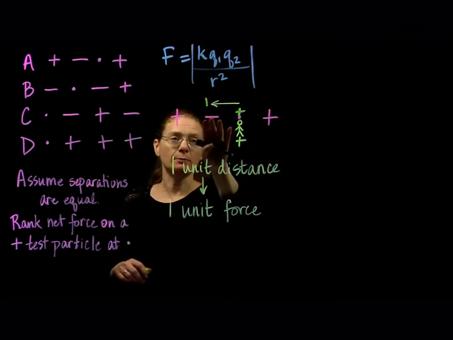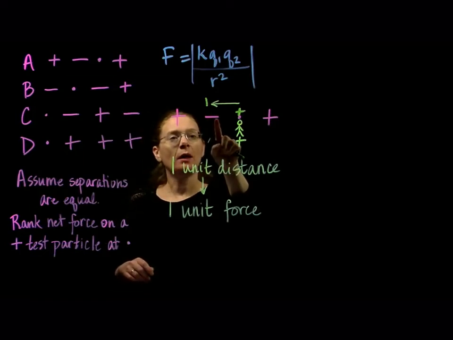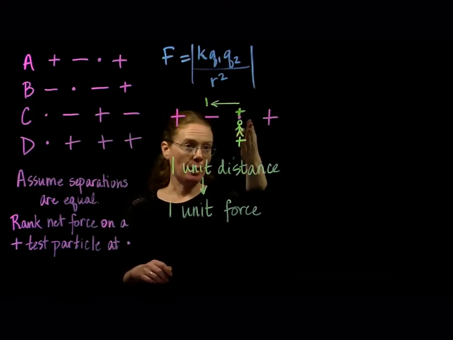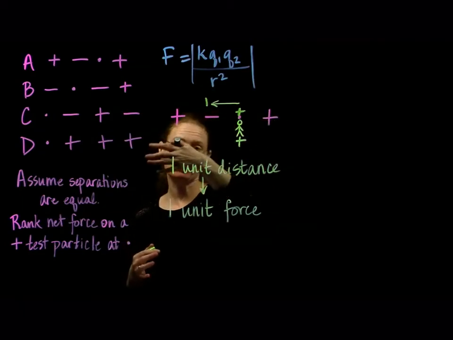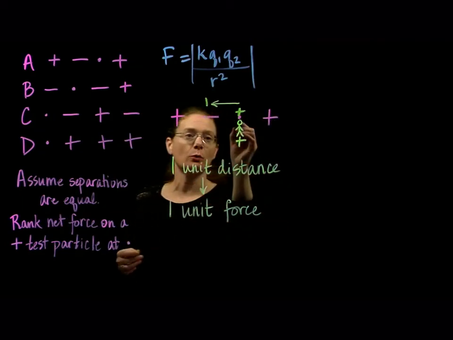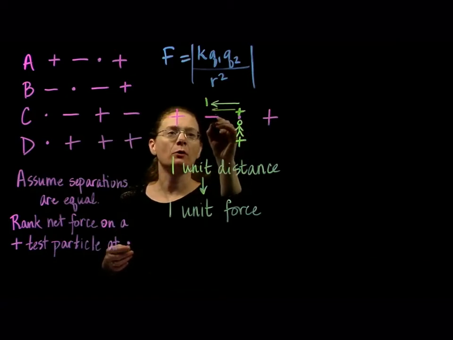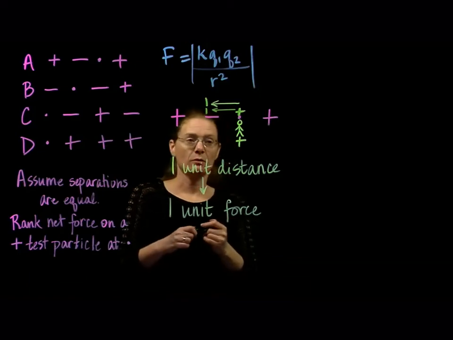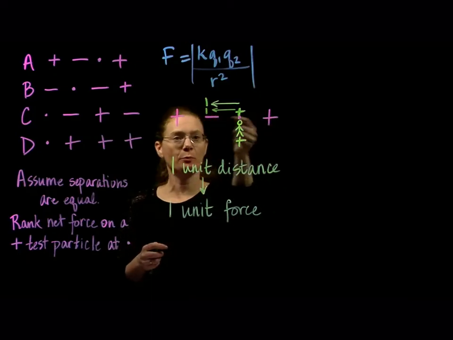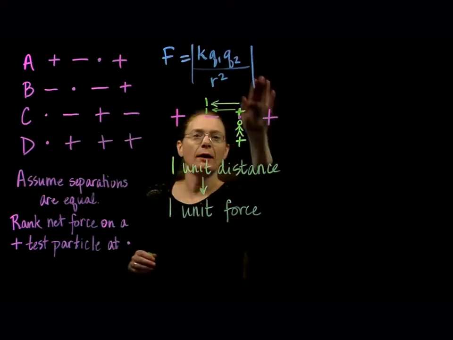Now I'm going to take this one. It's a negative, and I'm a positive. We're going to attract each other. So it's attracting me towards it. It's also 1 unit distance away. So I'm also going to have a 1 unit force pulling to the left. So this one is pushing me away. This one's pulling me towards it. I've taken care of that one and that one.